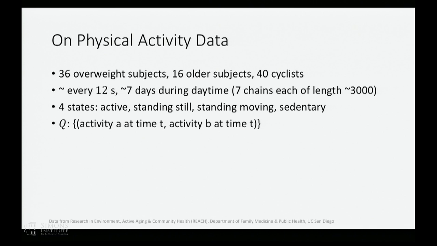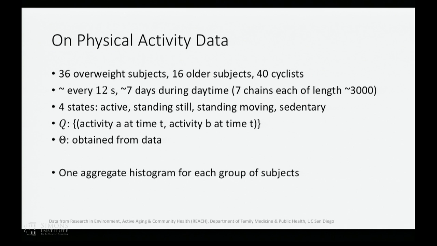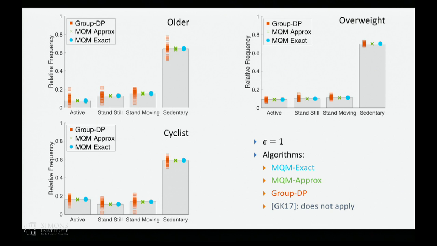So here we just assume we know the distribution, and we obtain the distribution from this actual data. And I'm going to show one aggregate histogram for each group of subjects. And here are the three histograms. The gray bars here are the true frequency, and the red dots here are 20 runs of group differential privacy. The blue-green dots are 20 runs of the two versions of our algorithm. I want to mention that here GK17 doesn't really apply because their algorithm requires some condition on the transition matrix, which is not satisfied in this data set.